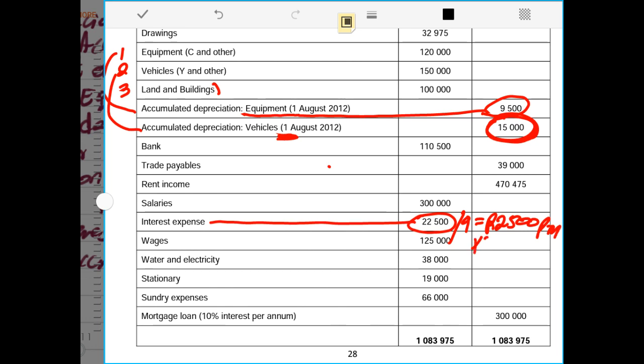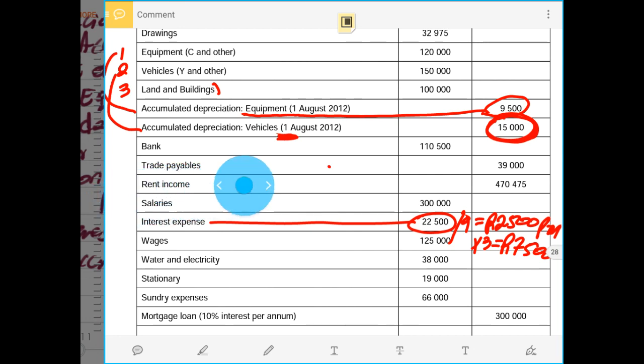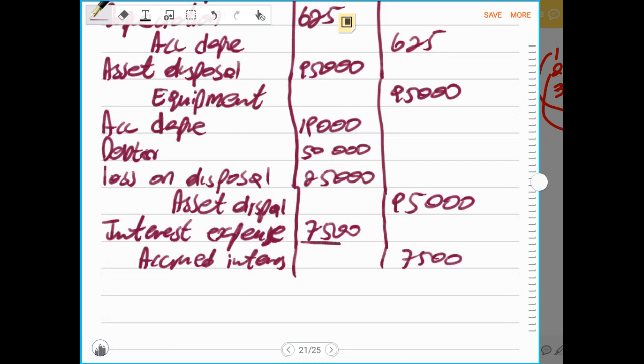Then I said times that by 3, it will give you 7,500 interest that is accrued for the next 3 months, because interest was supposed to be paid for a period of 12 months. So hence we times that by 3. That means the accrued portion of the interest for 3 months will be 7,500 as I have indicated in the general entry. So now we have just completed the adjustments as it was required in the exercise.